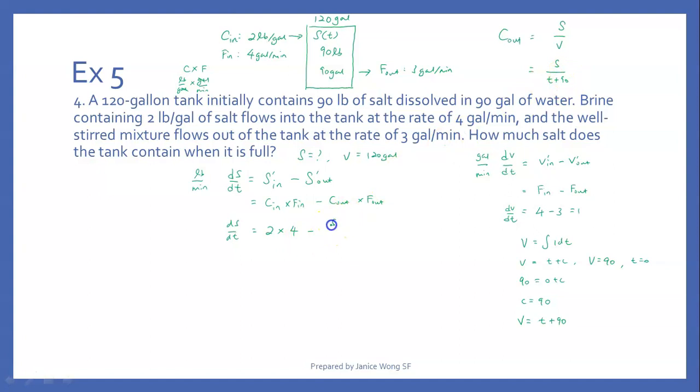So let's substitute S over T plus 90 times the flow rate, which is 3. Writing this in proper form, it is minus 3 over T plus 90 dot S. We have formed the differential equation for this situation. So now we need to solve this differential equation in order to answer the question.